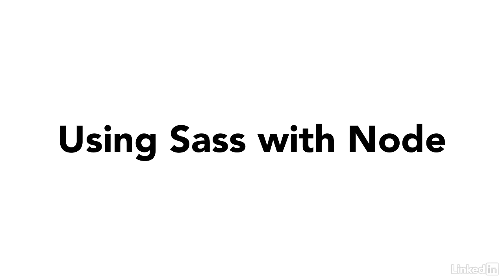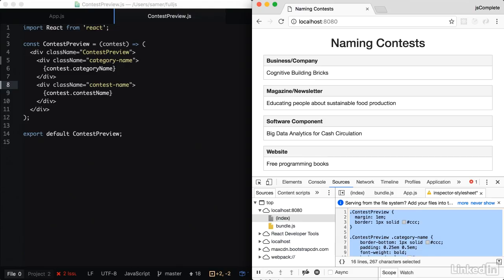To improve the display of our contests off camera, I added a little bit of CSS here to make it look a little bit better. I'm not a designer and I don't claim to be, but this certainly looks a little bit better. Here's what I did. I gave the category name a class and I gave the contest name a class, and I added this simple CSS here.